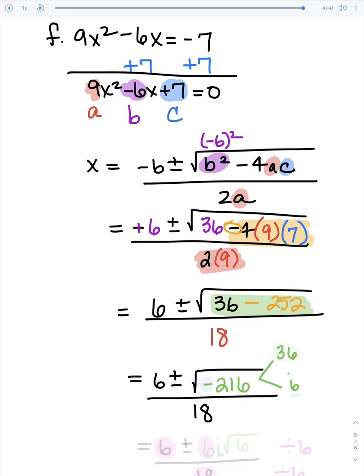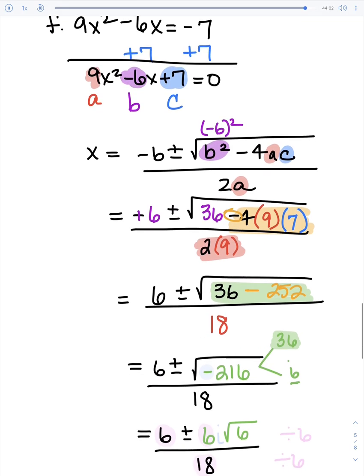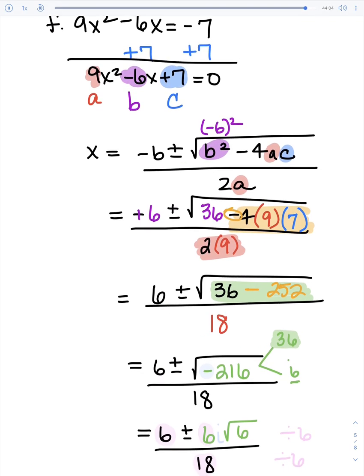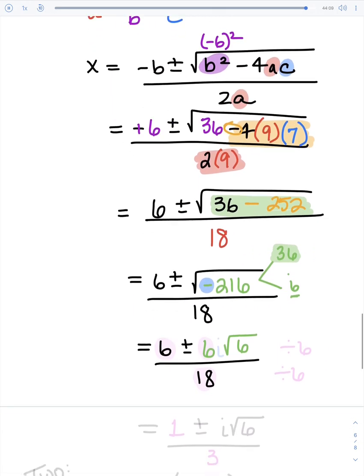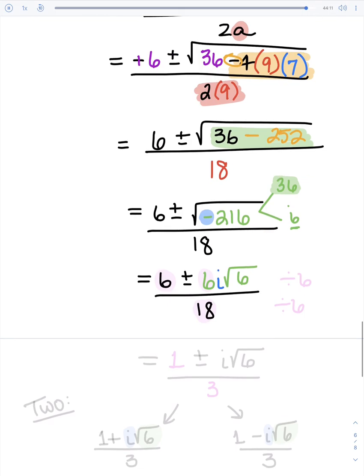So let's see what happens here. So we get 6 plus or minus, we've got an 18 on the bottom. Now, we did this because you can take the square root of 36, which will come out of the root as a 6. However, this 6 you cannot take the square root of, so it will stay inside. So we also have one more issue. We have a negative inside of a square root. Remember, those can come out, but they come out as an I.